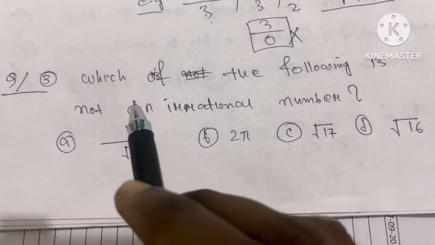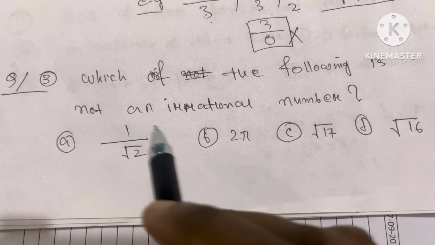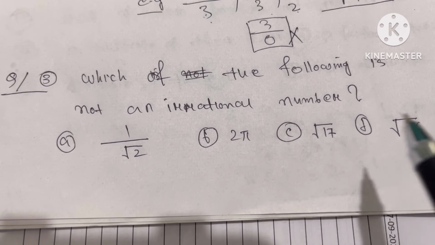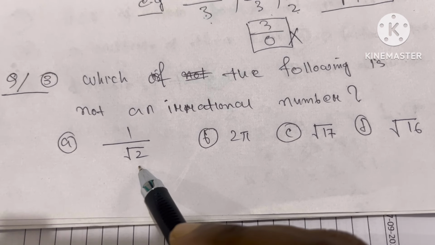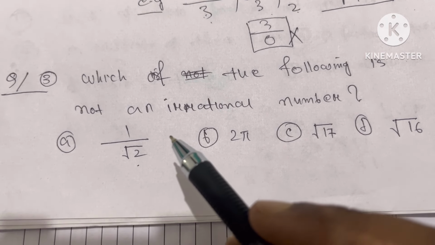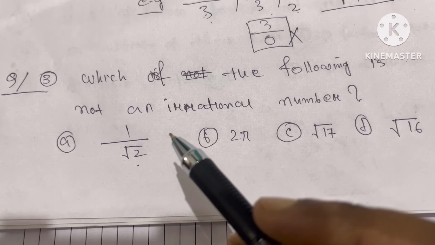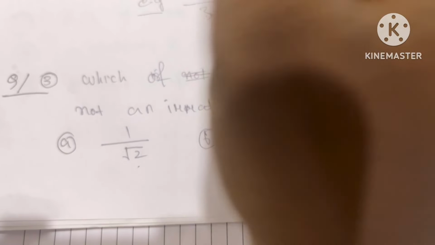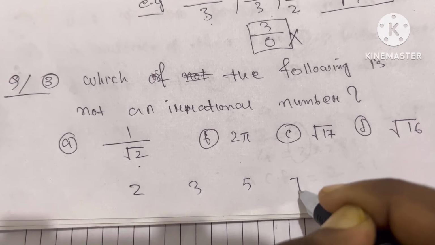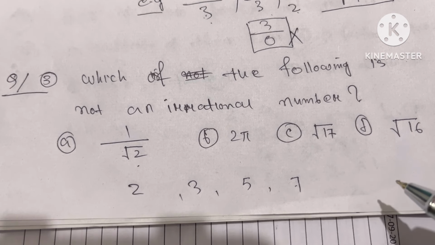So question number 3, which of the following is not an irrational number? So this is also very simple, you just remember. So you see the 1/√2. As you know that 2 is a prime number, so √2, the square root of any prime number, is an irrational number. Prime numbers are 2, 3, 5, 7. These are prime numbers, because these are divisible by 1 and itself.